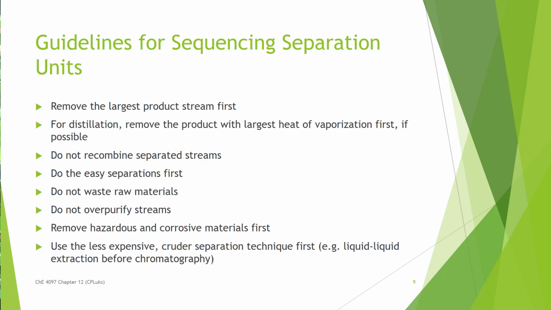When you have in your mixture hazardous or corrosive materials, if you remove them first, it means that you can have safer or less expensive equipment in the subsequent steps. And then, in general, because you're going to have more to deal with, use the least expensive, the cruder separation technique first so that you can have lower costs. So, for instance, they say liquid-liquid extraction would be done before chromatography. You can get the bulk with the extraction, and then chromatography to get the fine parts.